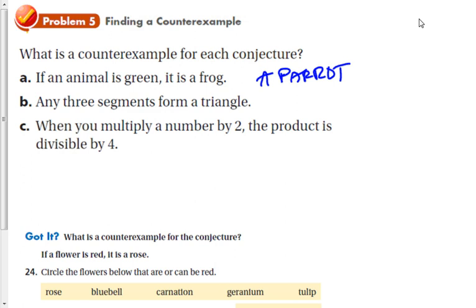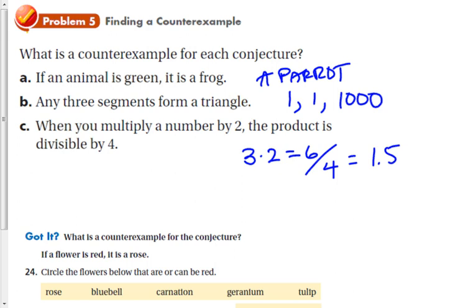For the second statement, any three segments form a triangle, I would say, go ahead and try to make a triangle out of a segment that's 1 foot, another one that's 1 foot, and one that's 1,000 feet long. And the last one says when you multiply a number by 2, the product is divisible by 4. I would say, try 3 times 2, which is 6, and divide that by 4. By showing that that's not a whole number, we're showing that it's not divisible.